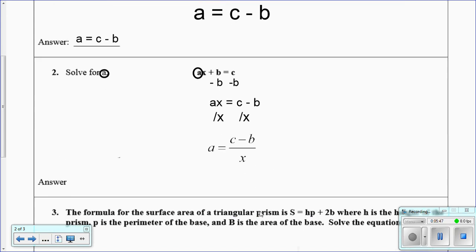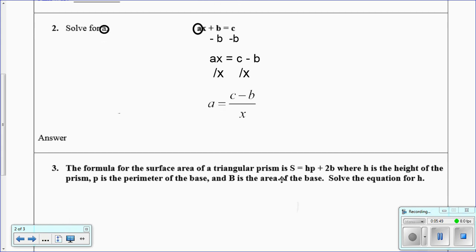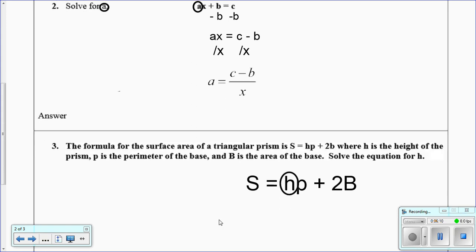Okay? Now here is a real, like, formula kind of question. This is the formula for surface area of a triangular prism. Okay? Where h is the height of the prism, p is the perimeter of the base, and b is the area of the base. They want you to get h by itself. Okay? So I rewrote it. I am trying to get this guy by itself.